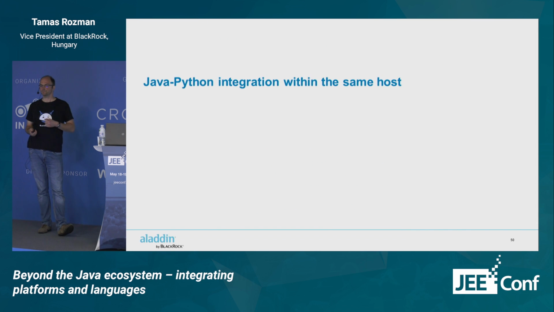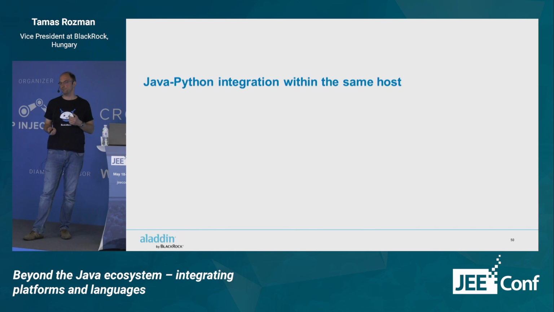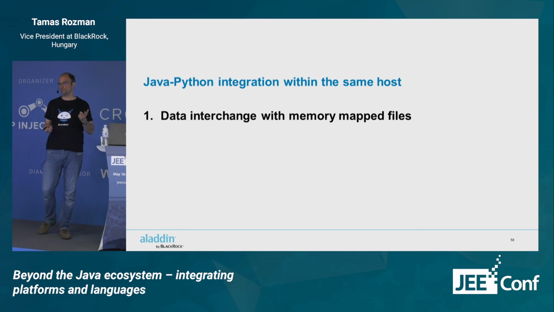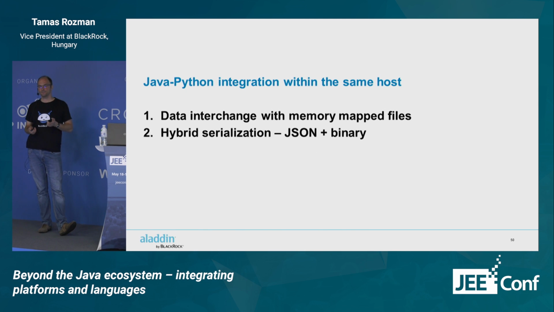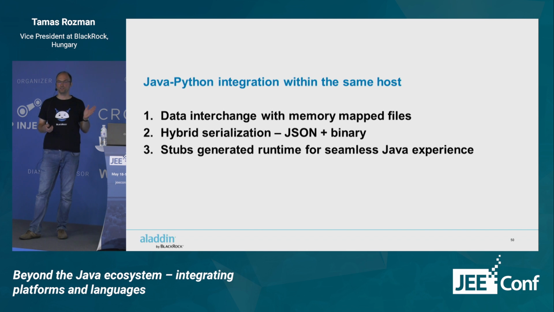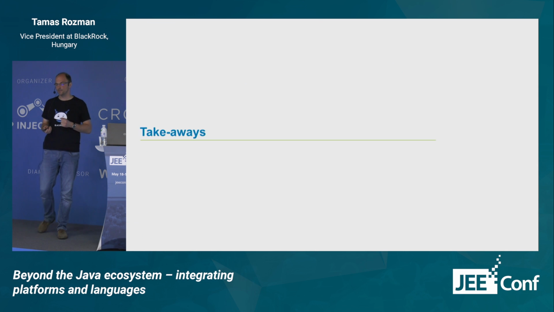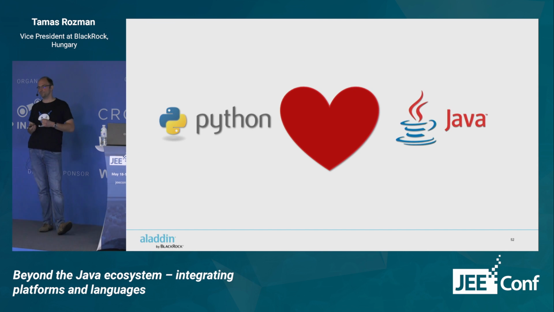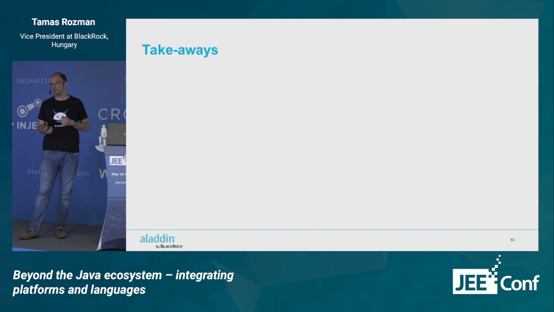Let's have a summary. So we had a Java integration which integrated Python and Java on the same host. Data interchange was done with memory map files. We used hybrid serialization, JSON plus binary. And we generated stubs at runtime for the seamless Java experience. So takeaways. Obviously, Python loves Java from now on. Yeah, it's not true. It was not our intention. But let's see some real takeaways.